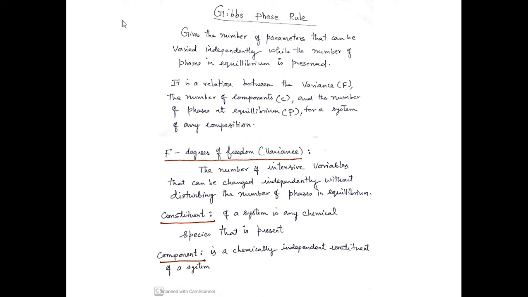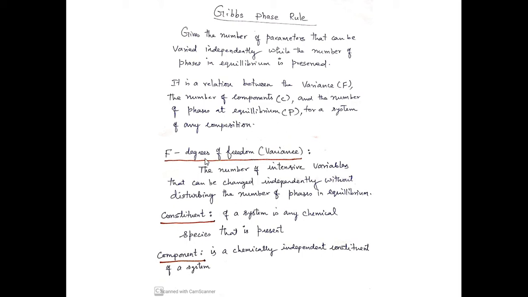Students, today we will learn about the Gibbs phase rule. This gives the number of parameters that can be varied independently while the number of phases in equilibrium is preserved. It's basically a relation between variance or number of degrees of freedom, the number of components, and the number of phases at equilibrium for a system of any composition.